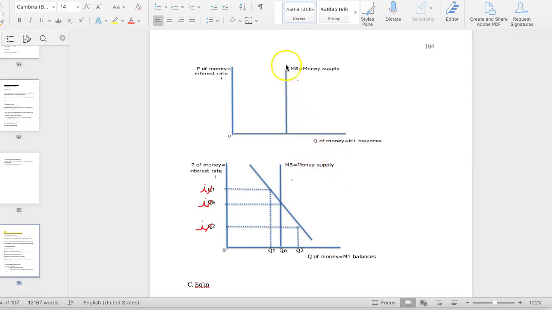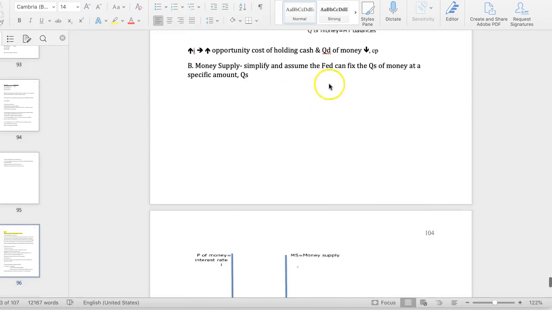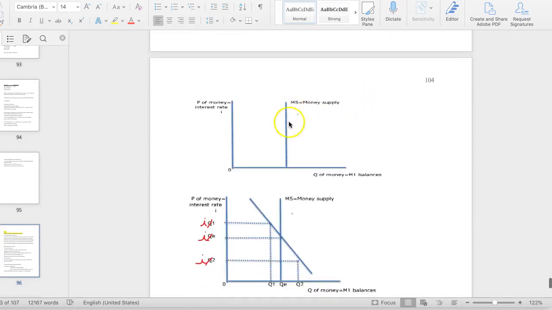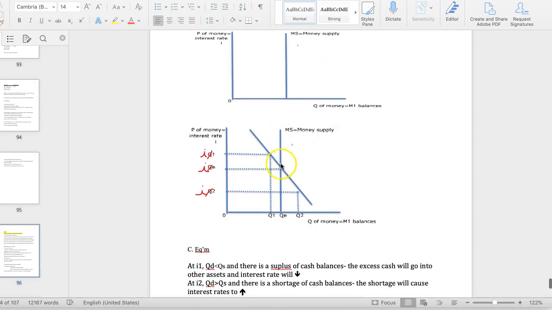So here we have the money supply, and we said that we're going to fix the money supply at a constant point, which is why it is vertical like this. So this is saying no matter what the interest rate is, the supply of money in this example remains the same. So here we have the demand for money, which is downward sloping, which implies that as the price goes down, the quantity demanded goes up.